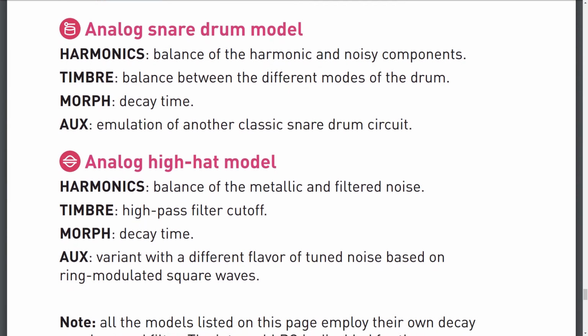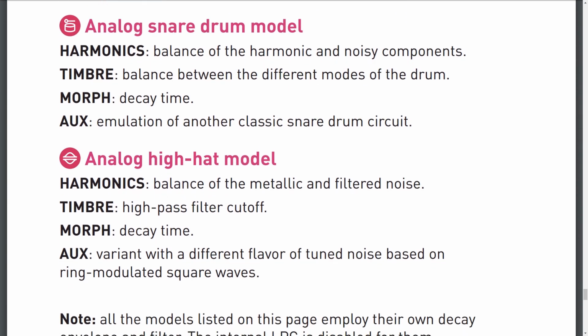Analog snare drum model. Harmonics: balance of the harmonic and noisy components. Timbre: balance between the different modes of the drum. Morph: decay time. Aux: emulation of another classic snare drum circuit.